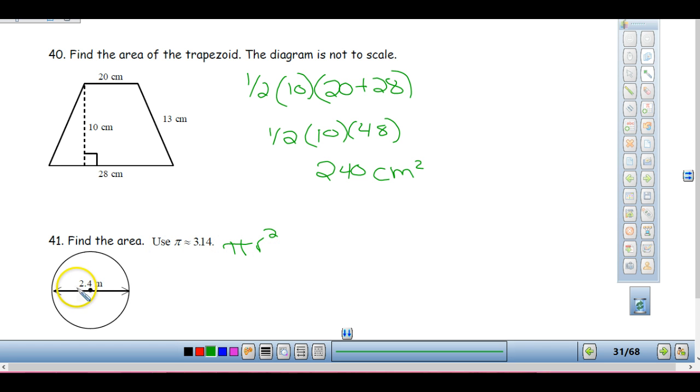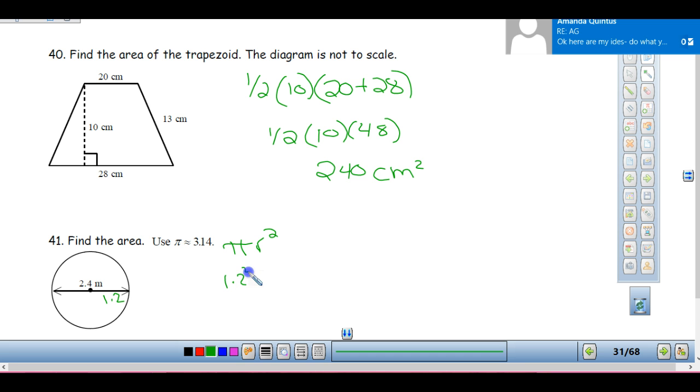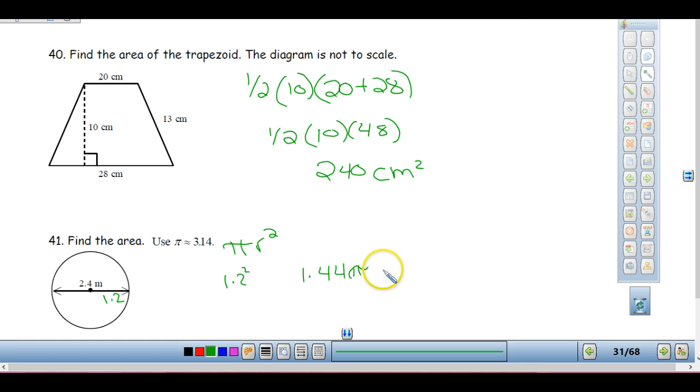Okay, area of a circle, pi r squared. In this case, be careful, it gives you the diameter. So you've got to figure out that the radius is 1.2. So 1.2 squared gives me 1.44 times pi. So you can leave it as 1.44 pi meters squared, or you can multiply it out and get 4.52 meters squared for your area.